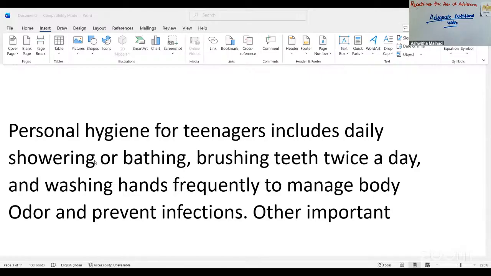Many of the people, including adults, don't have the habit of brushing their teeth in the night times. That is way too important.